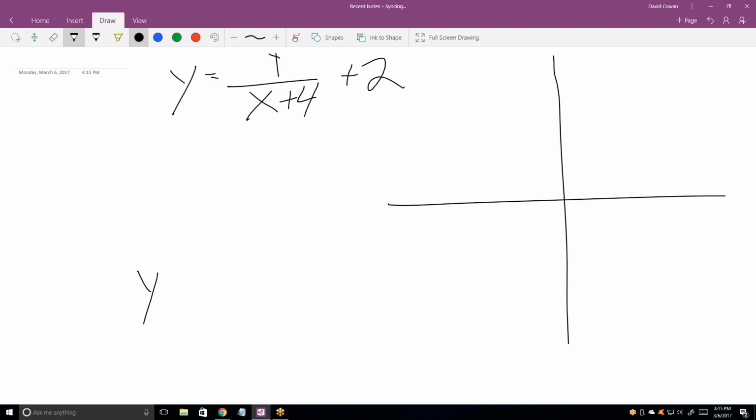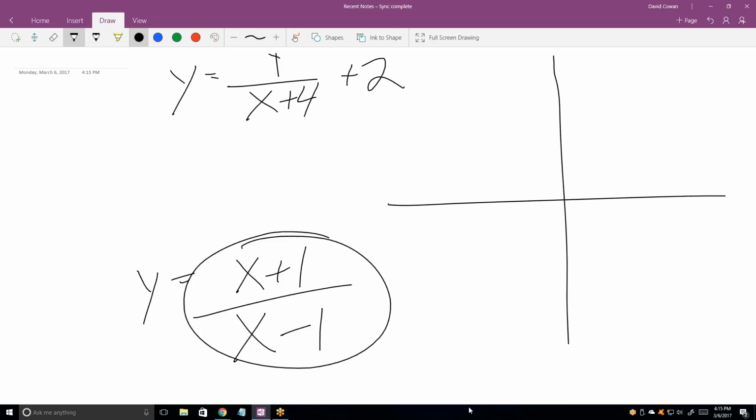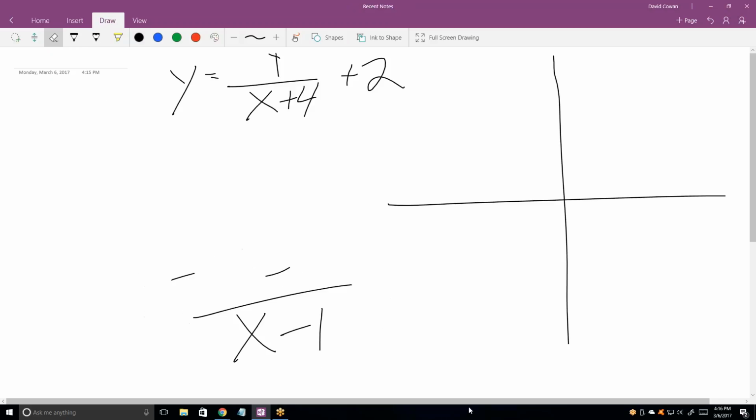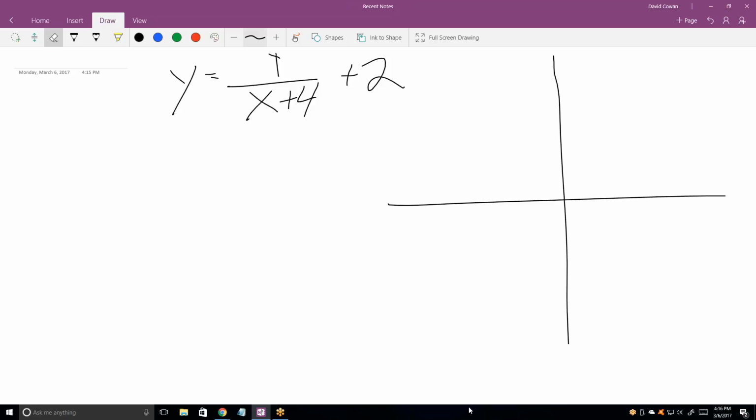If I had this, that's hyperbolic. That is going to look just like my hyperbolas. It'll look a little different. In other words, the vertical asymptote will change, the horizontal asymptote will change, but it's hyperbolic in nature. In other words, it's going to look hyperbolic, just like this.